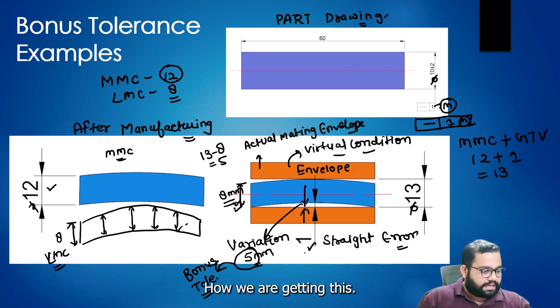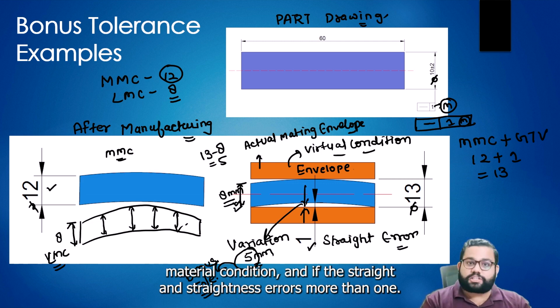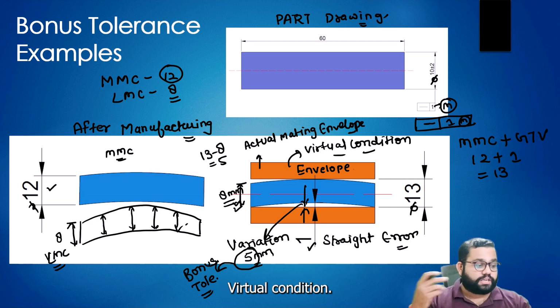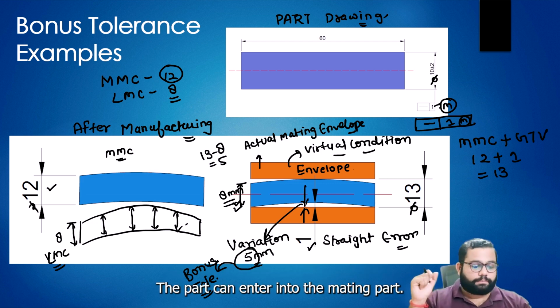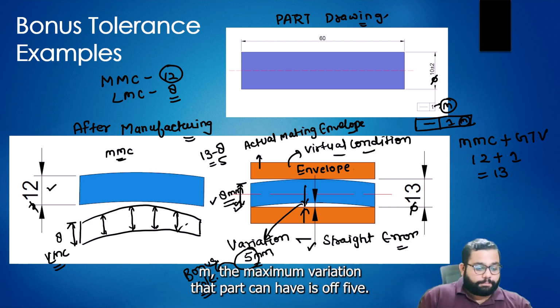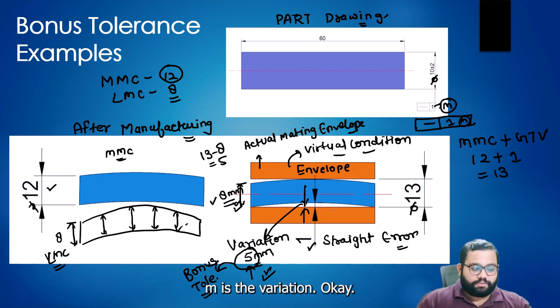How are we getting this? Now, practically speaking, if a part is produced at its least material condition, and the straightness error is more than 1 mm, it still reaches up to the maximum least material condition virtual condition, and the part can enter into the mating part. I have already told you that if the part is manufactured at 8 mm, the maximum variation that part can have is 5 mm, because the straightness tolerance is 1 mm and 4 mm is the variation.